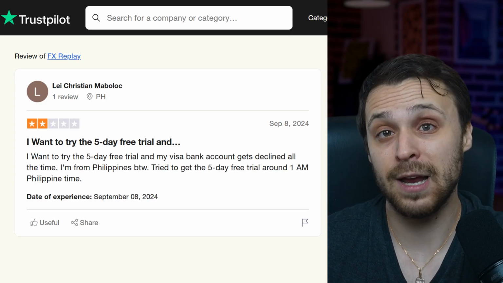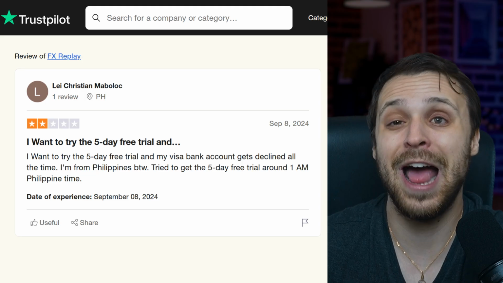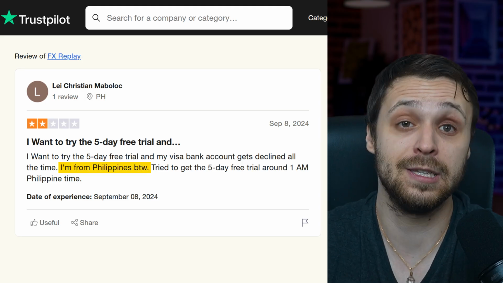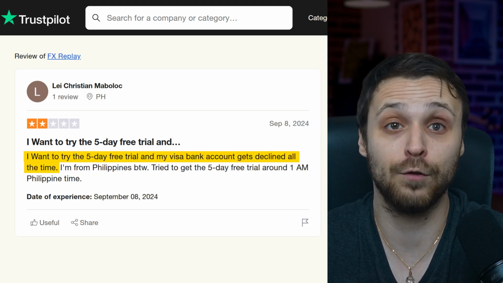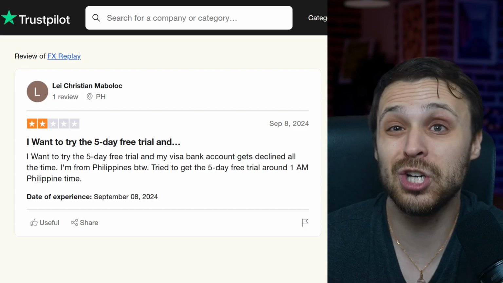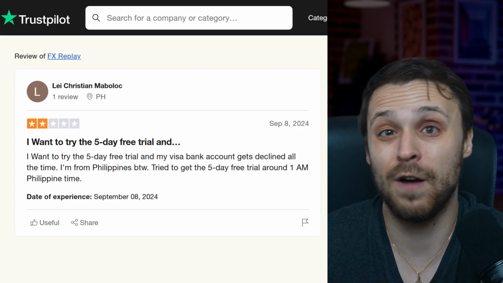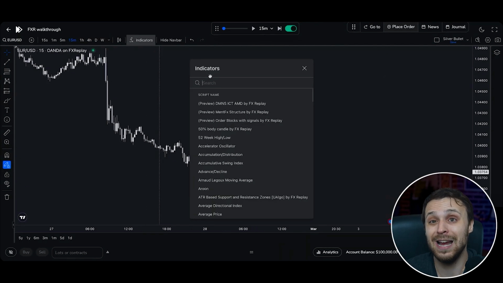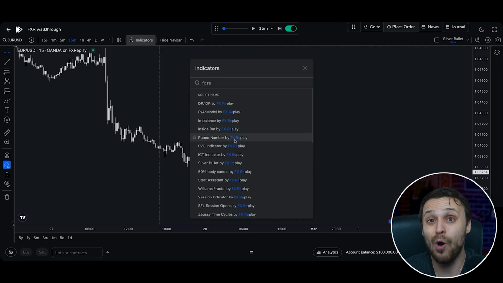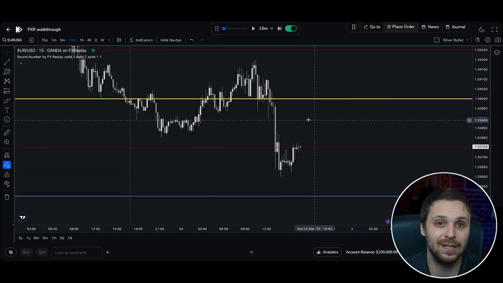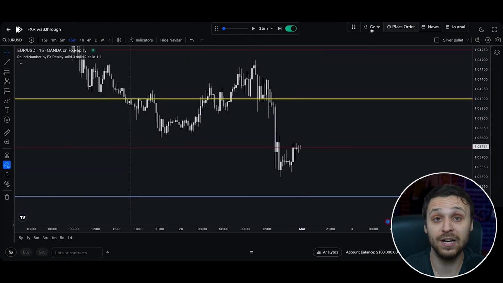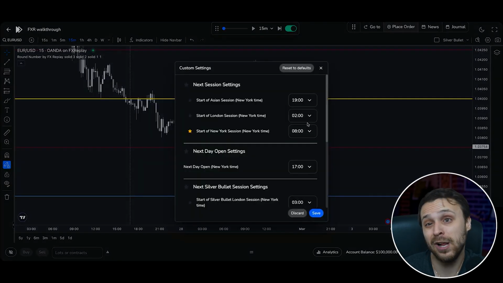For FX Replay, a common friction point here is about access. So a user from the Philippines mentioned that his card was declined for the free trial. It seems to be a regional payment issue, not a problem with the software itself. Also, its strength in interactive replay means its deep, automated analytics aren't as robust as a dedicated platform like TradeZella. If you're looking for powerful automated reporting, you might find it pretty limited.